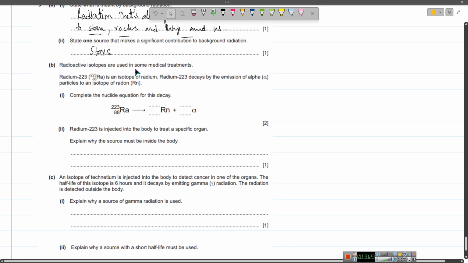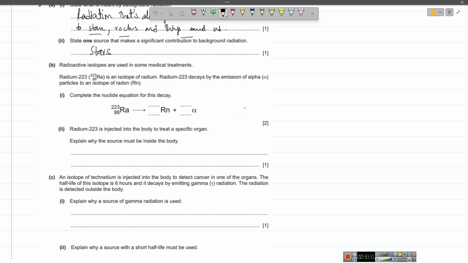Radioactive isotopes are used in some medical treatment. Radium 223, an isotope of radium, decays by alpha emission, right? Complete the nuclide notation. You do know that in the alpha the mass is 4 and the number is 2. So this radon is going to be 86 and this is going to be 219, right? A mass loss of 4, right?